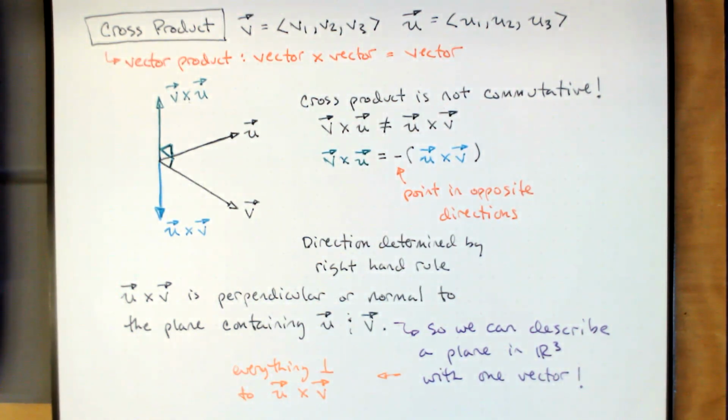This works really well in R3 because we've only got 3 dimensions to work with. If you build a plane, that takes up 2 dimensions. There's only 1 dimension left. And so it's pretty straightforward.